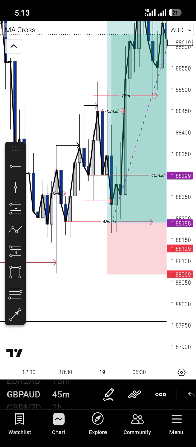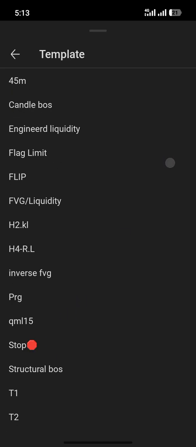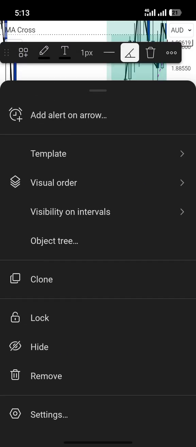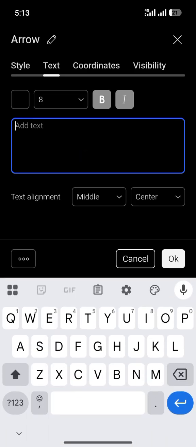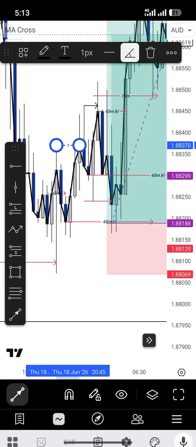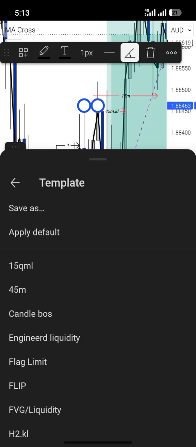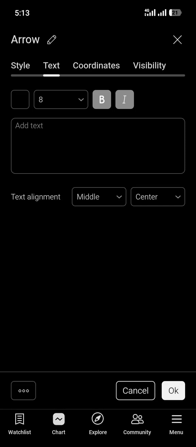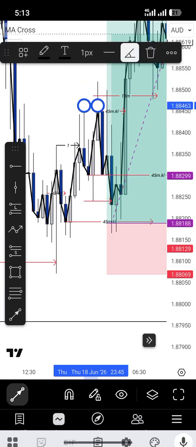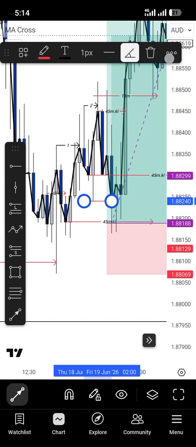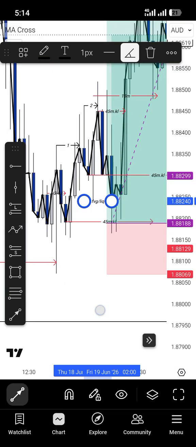So when price gave us the first break, we were still watching, right? This was the first break. So this was the first break of structure. This was the second break of structure. Now this is now our key level. I mean our liquidity point.